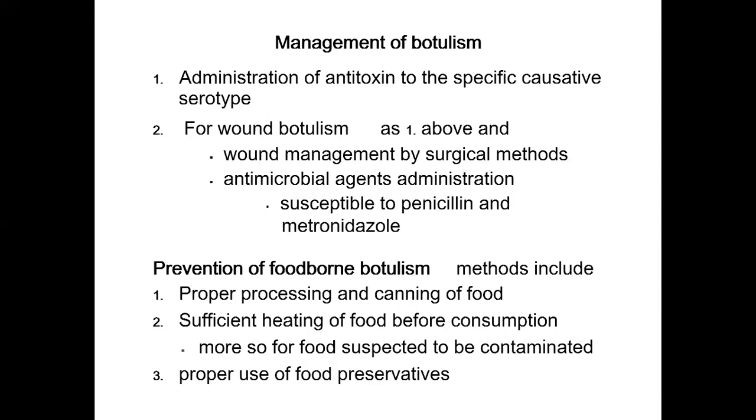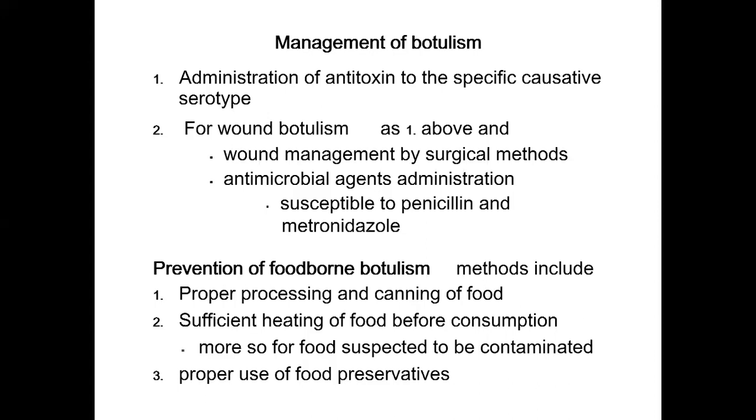Then the aspects of prevention, this mostly is directed towards foodborne botulism. It is important that proper processing and canning of food are carried out. So it should be processed. If it is cooked food or packaged when cooked, then it should be done in a clean environment, bearing in mind that it could be contaminated, and if so, one should treat it in such a way that the contaminants are destroyed. And also canning of food.